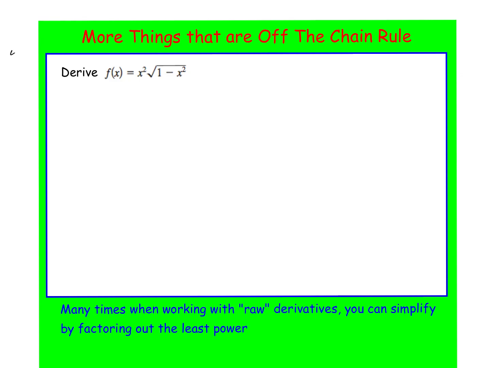All right, so this is 2.4b, so part 2 of the chain rule. So the first one we have is f of x is equal to x squared, square root 1 minus x squared. And so how could I rewrite this square root thing? To the power of 1/2. And so now I could rewrite this as x squared times the quantity 1 minus x squared to the power of 1/2.